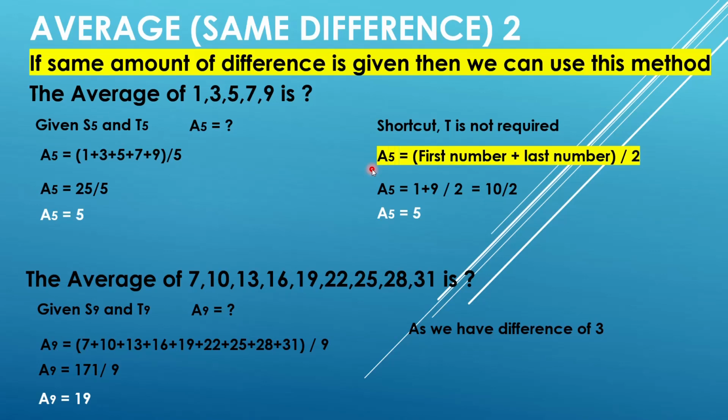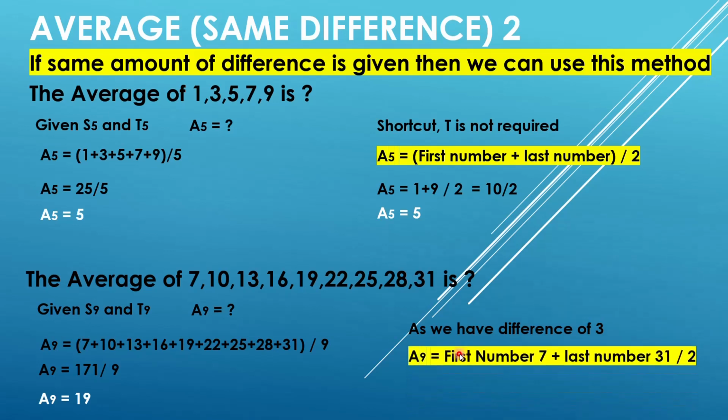So here we have a difference of 3 for every number, so that's why we can apply that shortcut method. So what is the first number? 7. And what is the last number? It is 31. So first, 7 plus 31 divided by 2, so 38 by 2, so it will be 19. So when you have numbers like this, then you can directly apply this method.